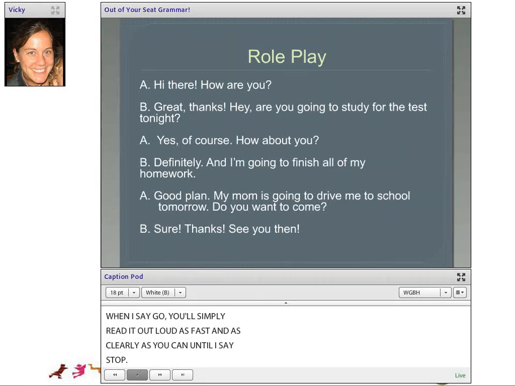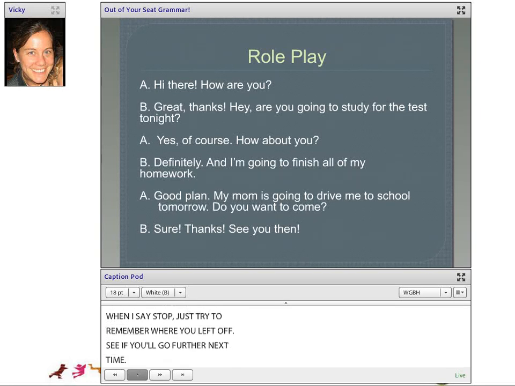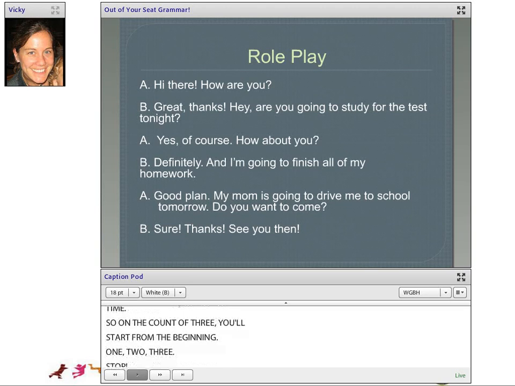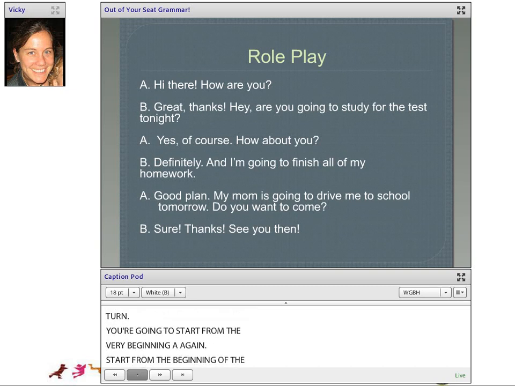farther next time. So on the count of 3, you'll start from the beginning. 1, 2, 3. Stop. Now you're going to get a second turn, and you're going to start from the very beginning again, start from the beginning of the role play, and see if you get any further. 1, 2, 3, go.